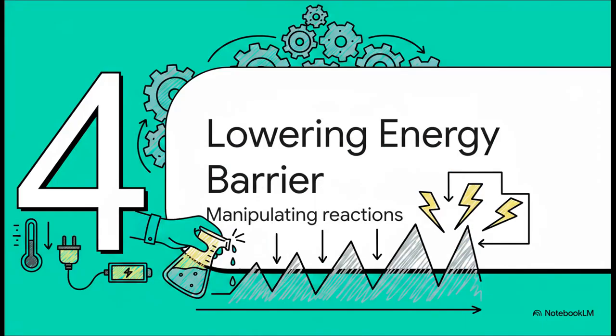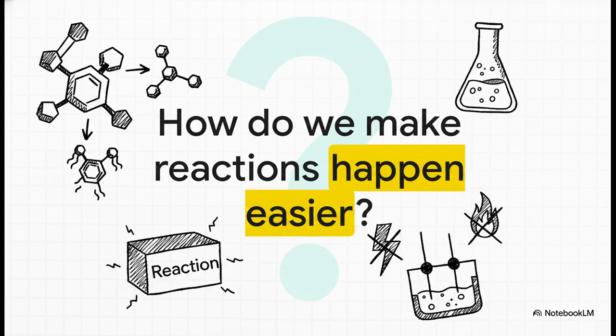All right, our final stop is section 4, lowering the energy barrier, manipulating reactions. So far, we've laid out the rigid rules of electrical and thermal energy. But here's the thing. Chemists are not passive observers. We don't just sit back and watch these reactions happen. We actively manipulate them, right? We want to rig the game in our favor.